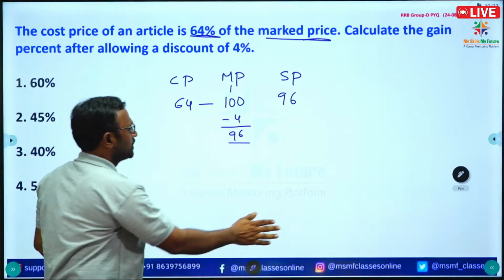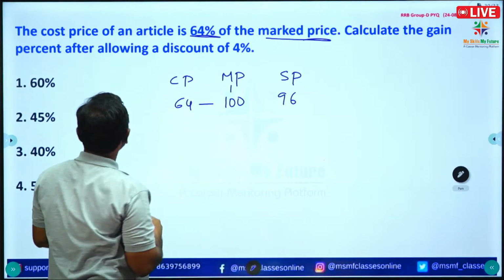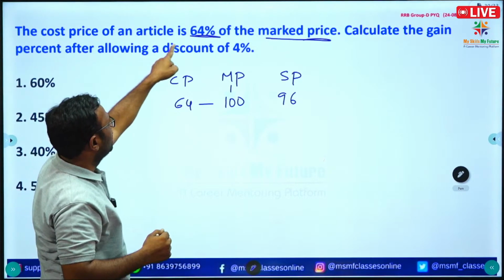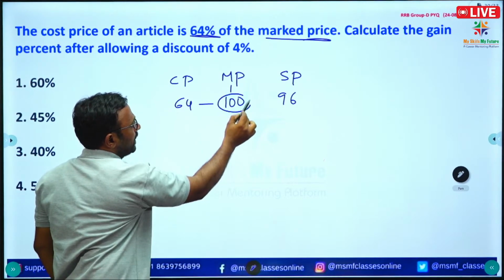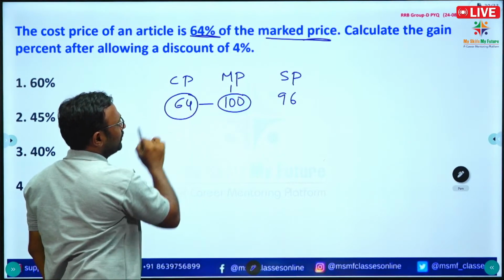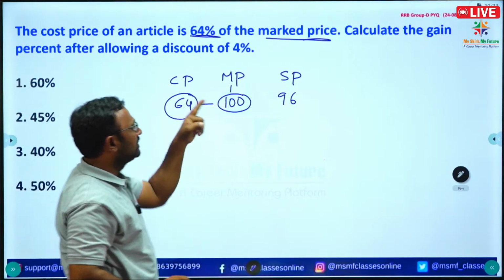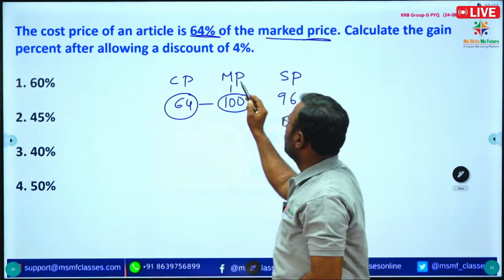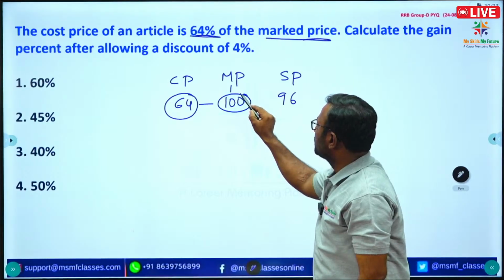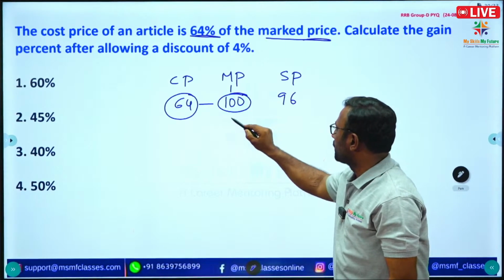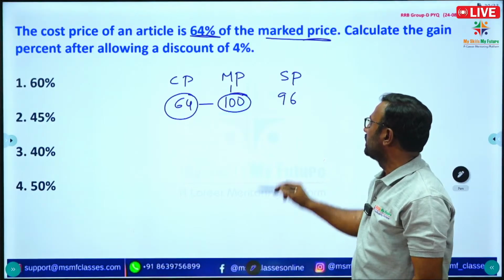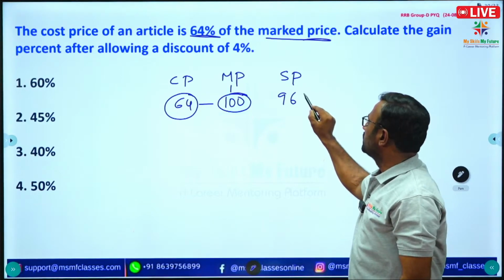So see here once again, the cost price of an article is 64% of the market price. So I am taking 100 as the market price, and the cost price according to the question is 64. Calculate the gain percent after allowing 4% discount. This is the market price, on which they are giving 4% discount. Just subtract 4% from 100%, we get 96. So this is the selling price.